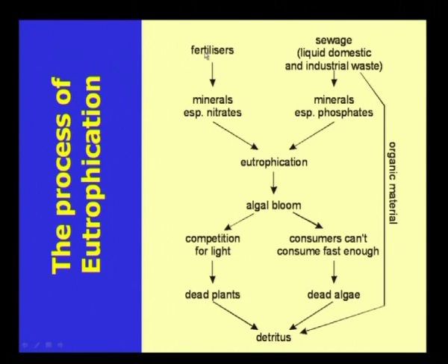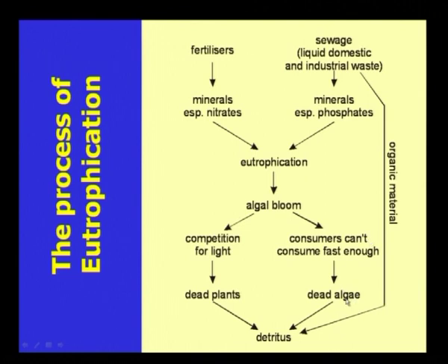See, from the fertilizer side and from the sewage side, the nitrates and the phosphates, and therefore, the eutrophication starts, and the algae develop in large amounts that we call algal bloom. Because a large amount of algae is on the surface, there is a competition for light, and the consumers cannot consume fast enough, because there is a large amount of algae and fewer consumers, that means the fish, and so the result is dead algae.